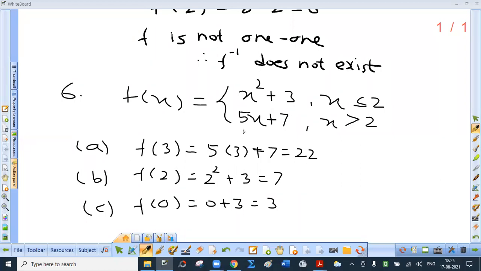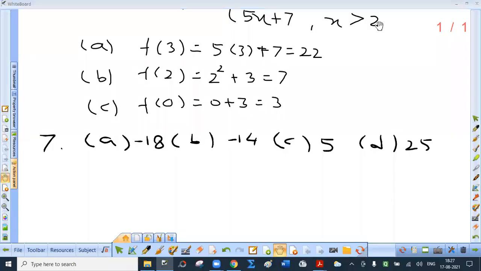To get f of 2, will you use 5x plus 7? No, because 2 is not greater than 2. 2 is equal to 2. So go for x square plus 3. So 2 square plus 3, that is 7. What is f of 0? 0 is less than 2. So go for this. 0 square is 0 plus 3, that is 3. So these are the values.